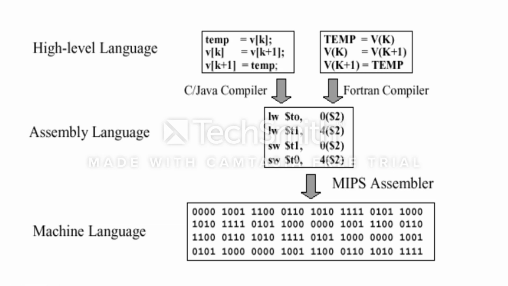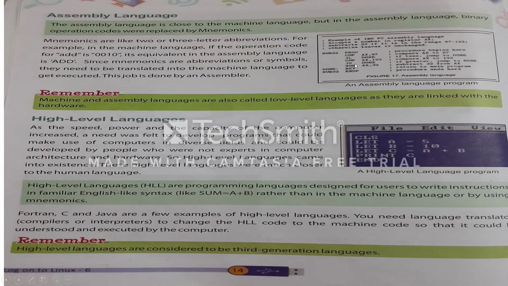Now the next type of language that we have is the high level language, children. This high level language is very much similar to our English language. It is a bit easier for us to learn this high level language. But the computer won't understand this high level language, children.